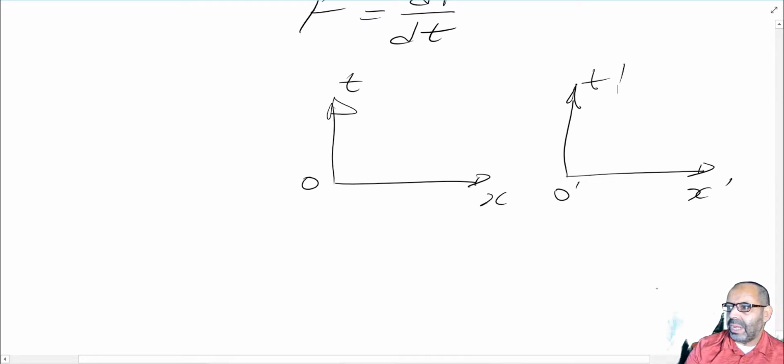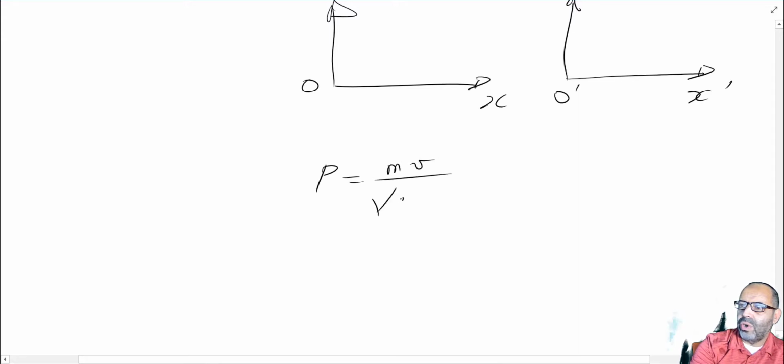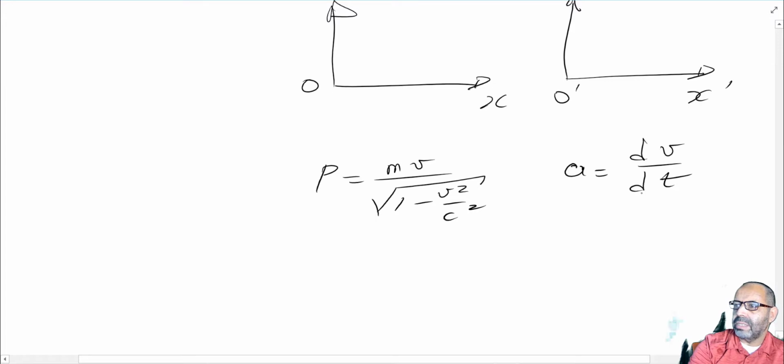So this expression now becomes, instead of dealing with vectors, we're dealing with the components in the x direction. So p now is mv over the square root of 1 minus v squared over c squared, no more vectors. And the acceleration is the rate at which the velocity is changing with time. That's as simple as that in that frame, okay?